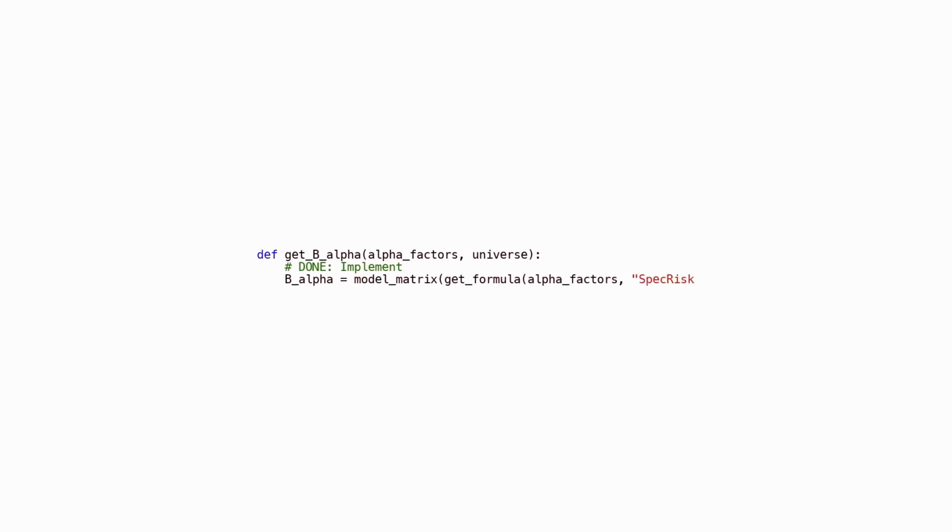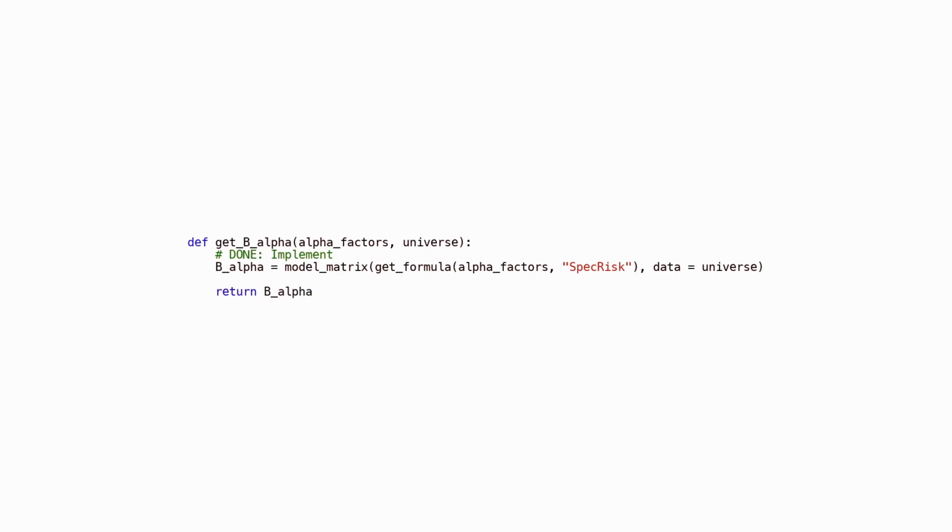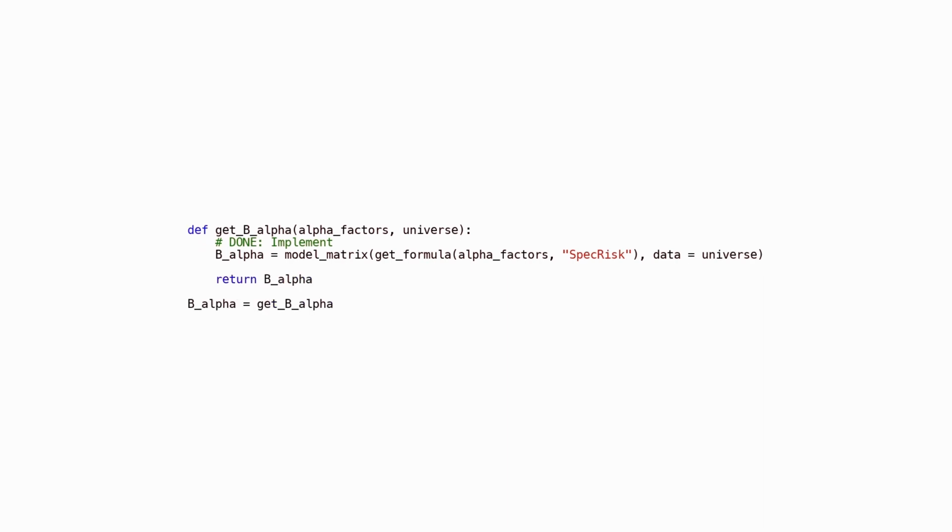The above code defines a function called getBalpha that takes two parameters, alpha factors and universe. The function then uses these parameters to create a model matrix by calling another function called getFormula with the parameters alpha factors and spec risk. This model matrix is then applied to the data found in the universe parameter. Finally, the function returns the result of this model matrix as B-alpha. The last line of the code uses the getBalpha function to assign the result of the function to the variable B-alpha. In simpler terms, this code is creating a function that generates a particular type of matrix using the given parameters and applies it to a specific dataset, with the resulting matrix being stored in a variable called B-alpha.